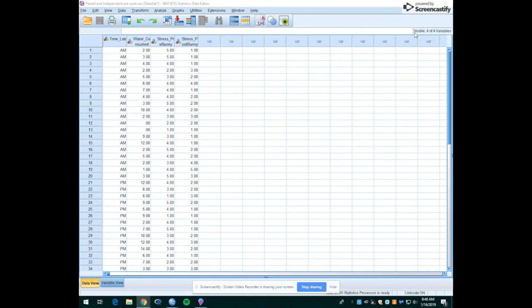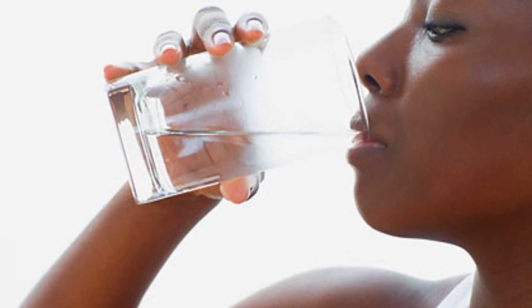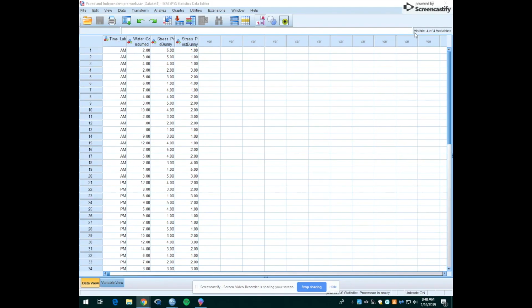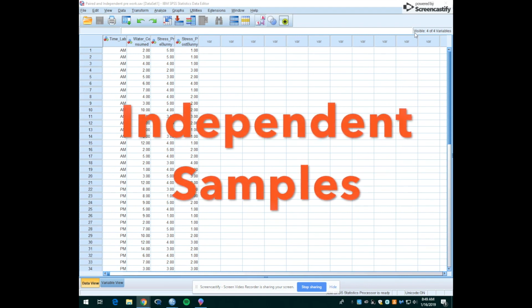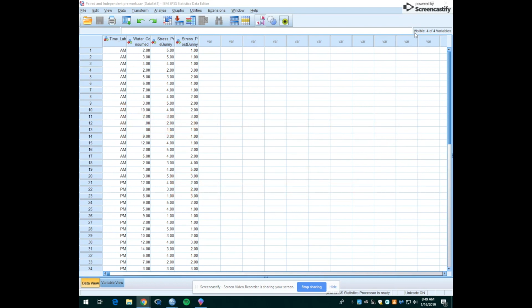So let's pretend that I noticed that there seemed to be more students drinking water during my afternoon lab sessions than in the morning. And I wanted to see if students in the afternoon lab sessions drank significantly more water during lab than the students in my morning sessions. What kind of t-test would I need to use? It would be an independent samples, right? Because we have two separate groups of students that we're looking at.